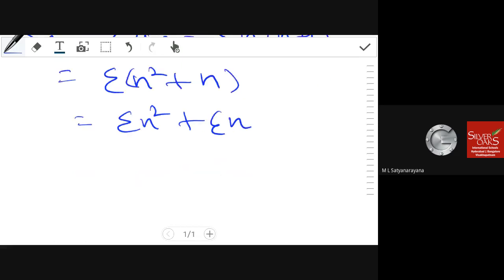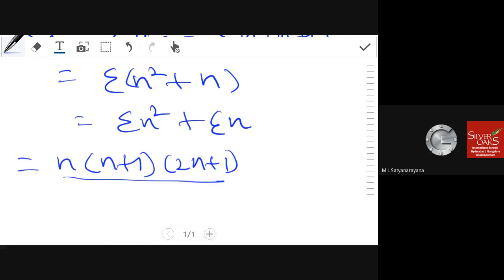What is sigma n square? I gave you the formula, the sum of the squares of the natural numbers: n into n plus 1 into 2n plus 1 by 6. And what is sigma n? n into n plus 1 by 2. After that you simplify, you will get your answer.